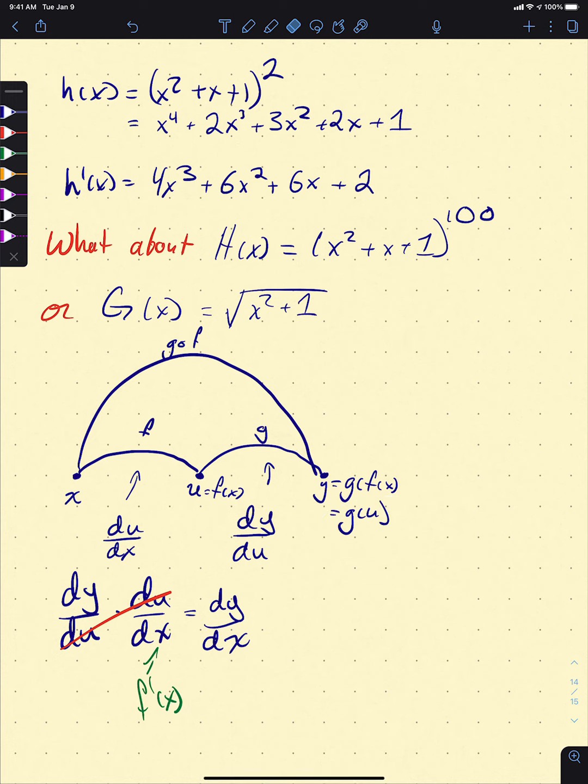So it's g prime of u, right? It's g prime of f of x. G prime of f of x. Okay, and then when we multiply those together, that's how we find the derivative of these composite functions.